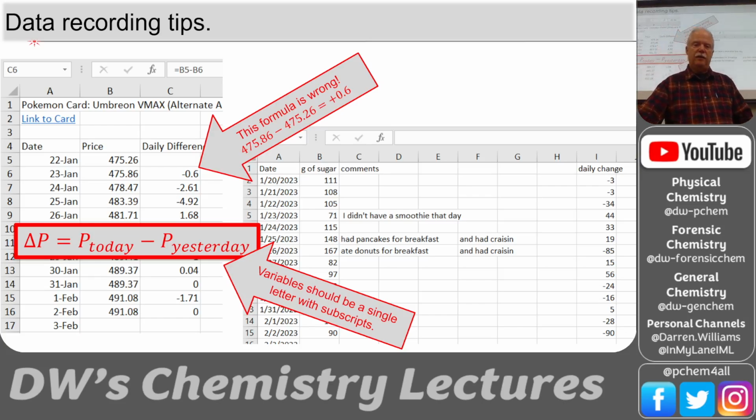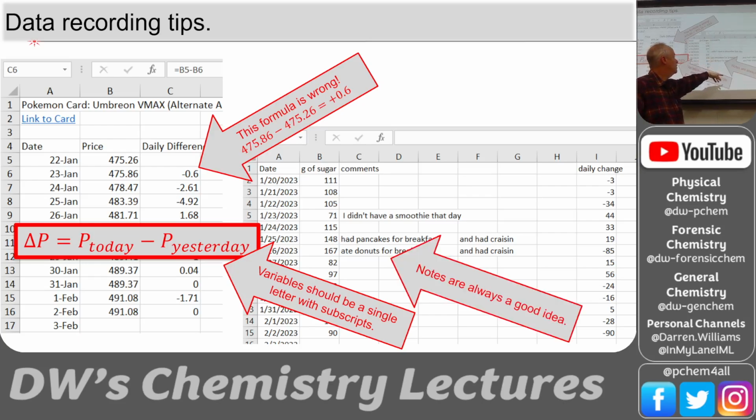Okay, this one again is a person who was keeping track of the grams of sugar they ate each day, and they had comments here. This was good. Notes are always a good idea. And they did their daily change over here. That's kind of a bad idea.